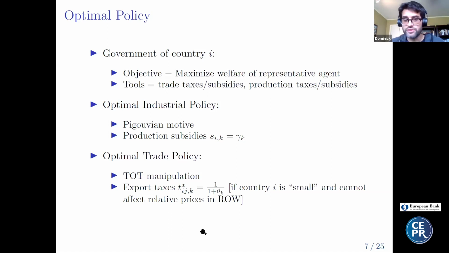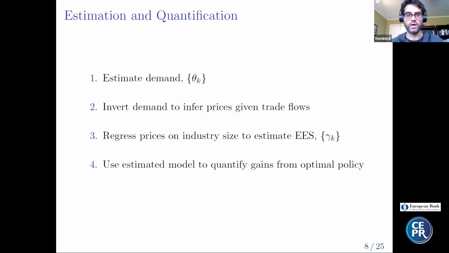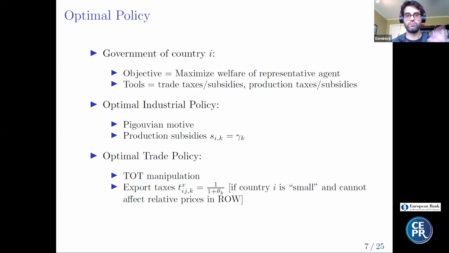If the country is not small, this formula, well, we no longer have a formula. The motivation stays the same, but the implementation becomes much more complicated. But we think this is the formula that we're going to take to the data. We think most countries are small, so this is going to be a reasonable approximation. Okay, so this is the model.